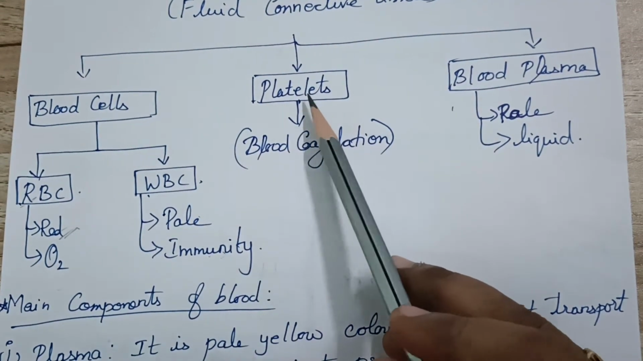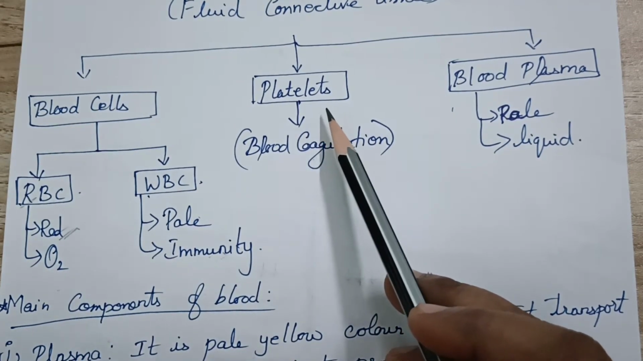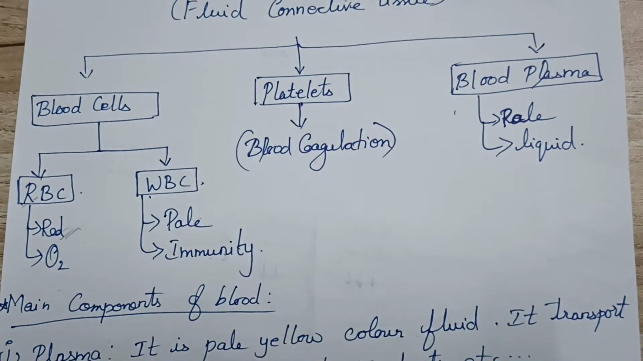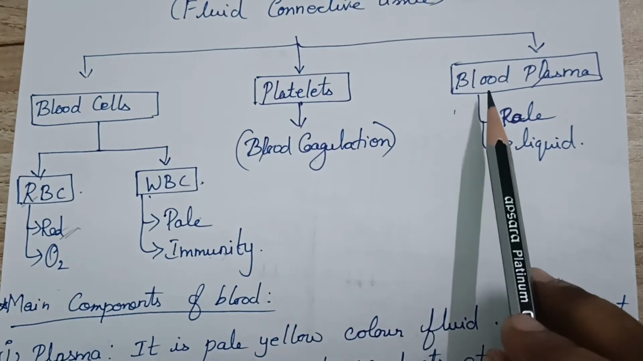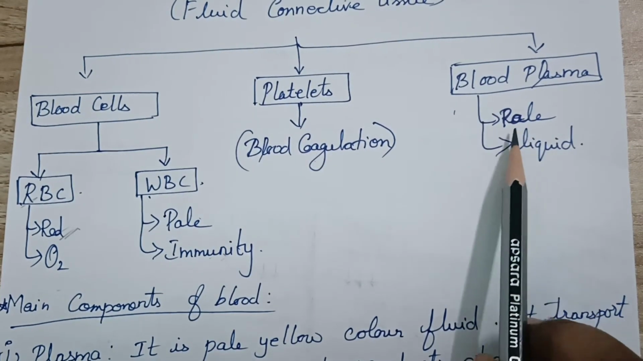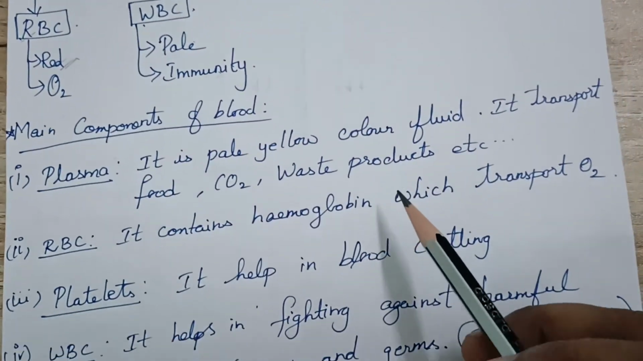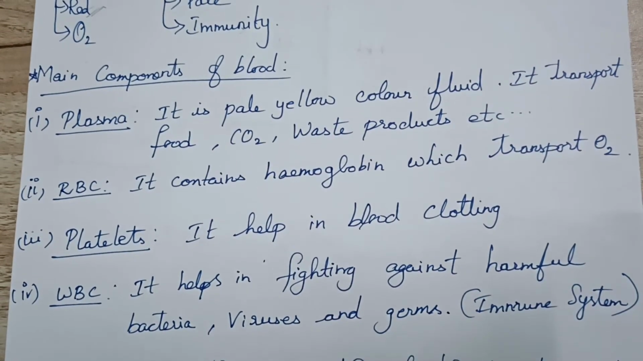Platelets help in blood coagulation. If you get a cut in your hand and the blood is not clotted, then all the blood will flow out, right? So some coagulation has to be present to clot the blood, to stop the flow of the blood. Without platelets, it will not clot. Then blood plasma is also pale yellow in color, that is liquid, right? So these are the four main parts of the blood: plasma, RBC, platelets and WBC, right?